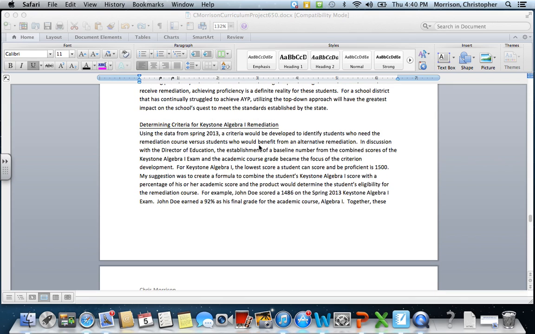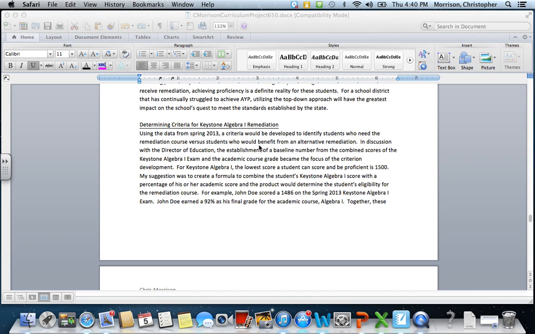Now, when determining the criteria, what I had was several sets of data. I had the Keystone scores from the spring 2013 Algebra 1 exam. And what I discussed with the Director of Education was, is there a way to use their score from the Keystones and another set of data to help determine should this student be enrolled in the remediation course? So my suggestion was, can we use the academic grade from the Algebra 1 course as part of a combination with the Keystone exam?